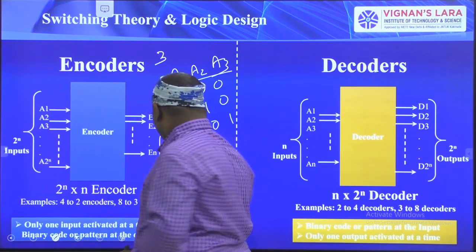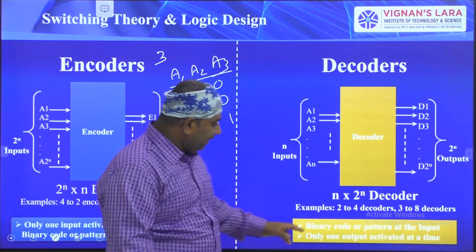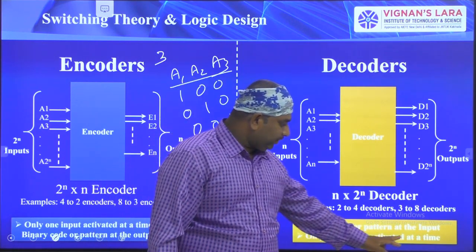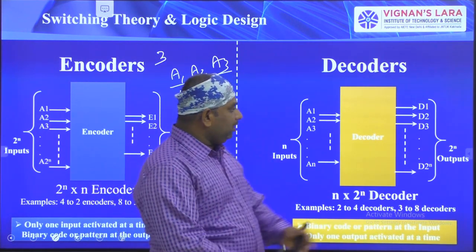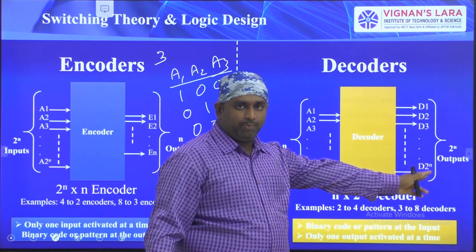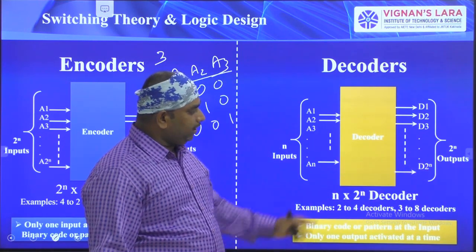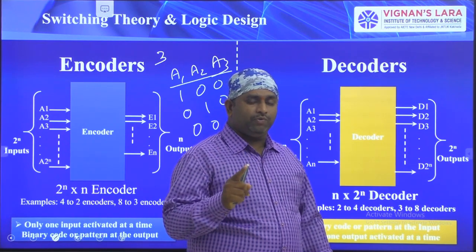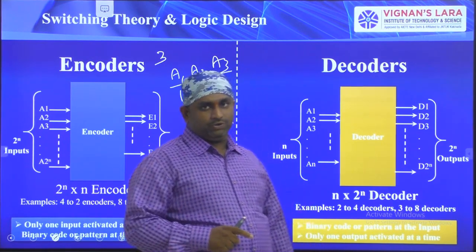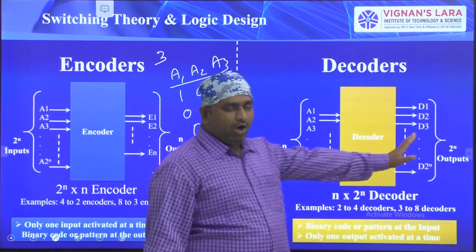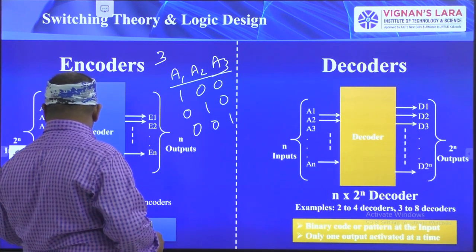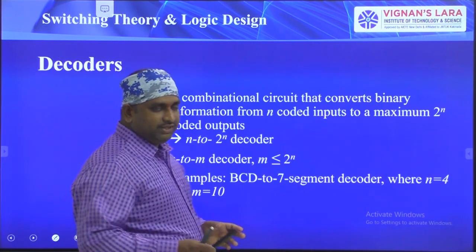Now coming to the decoder. There is a binary code or pattern at the input, and only one output is activated at a time. Here we have D1, D2, D3 up to D 2 to the power of n. These are the number of outputs. Any one of the outputs will be activated at the output side. So that is the decoder side, which we will see clearly now.